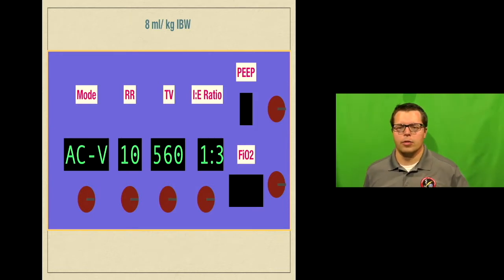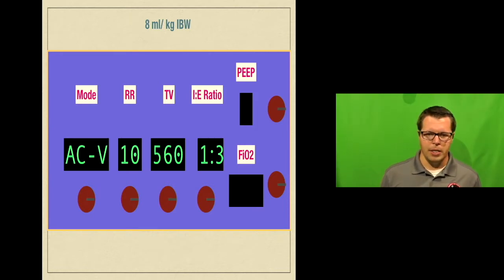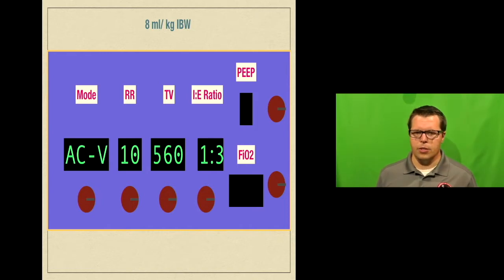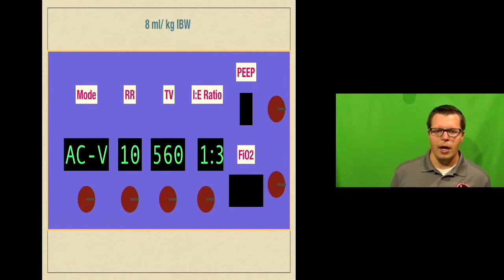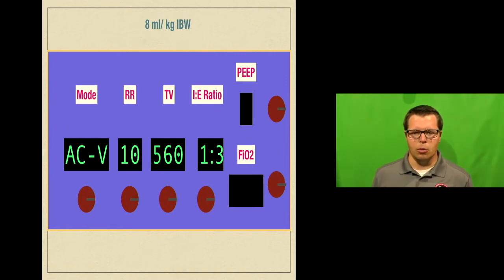Which may be necessary for somebody who's got bad COPD. Bad asthma also kind of falls in the same way. Give them lots of time to breathe out. So an I:E ratio 1 to 4, 1 to 5, something like that is not unreasonable, but at least 1 to 3 to start off with. And by the way, you may titrate that later on.